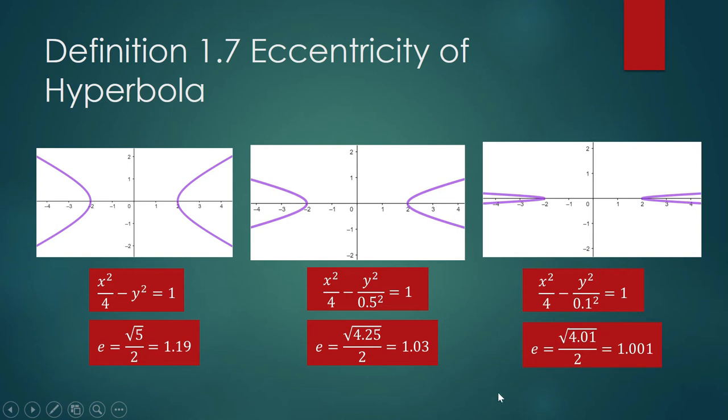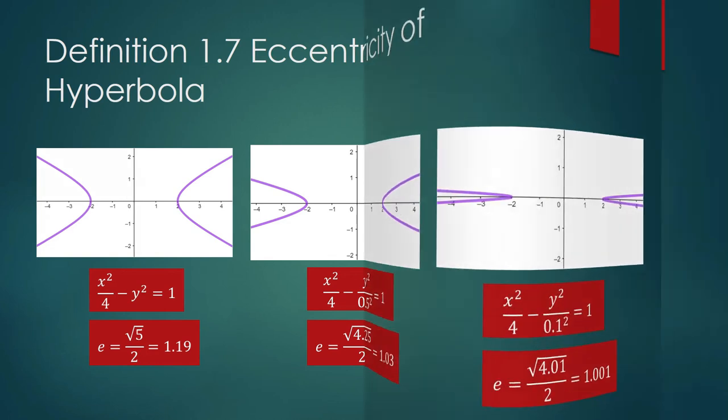Look at the trend here, look at the pattern. As the value of our E gets closer to 1, what's happening with our hyperbola? The focal width of our hyperbola gets smaller and smaller. It's like our hyperbola becomes narrower. So that is one interpretation of eccentricity for a hyperbola. It is telling you the narrowness or wideness of the branches of your hyperbola.